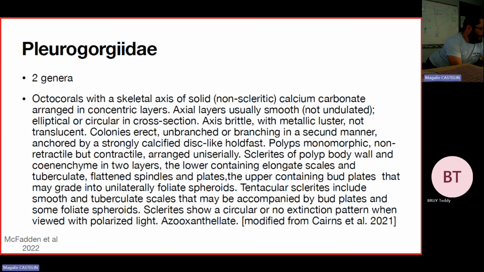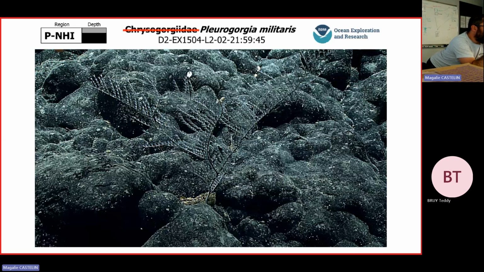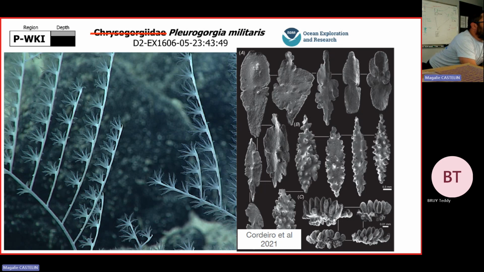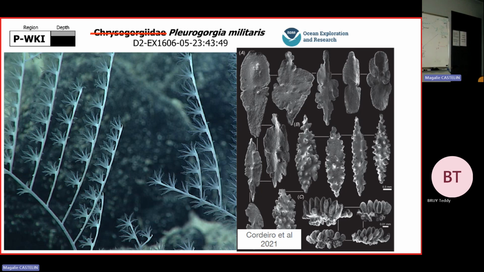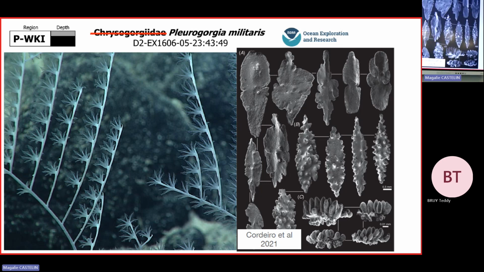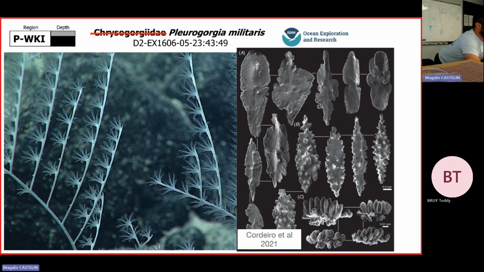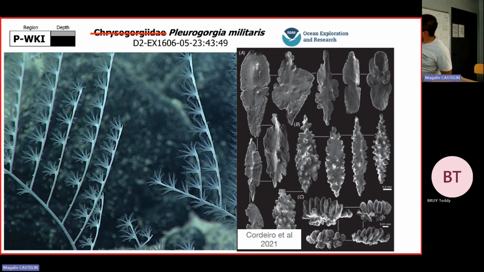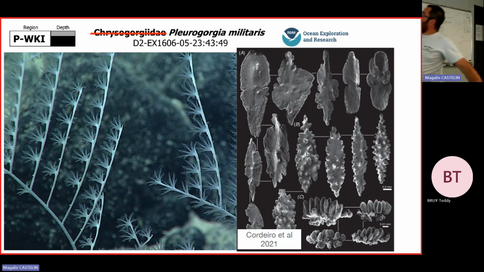The Pleurogorgiidae is composed of two genera. And it's a very brittle, delicate coral colony. Have a close-up. And it used to be in the Chrysogorgiidae. I stripped it. So this is a Pleurogorgiidae now. And it's composed of only two genera, among which Pleurogorgia. And you can see that it has some highly ornamented sclerites along with plates. This is called a plate. Okay.